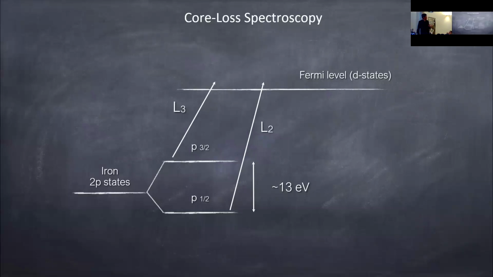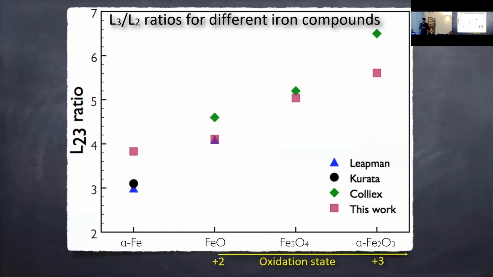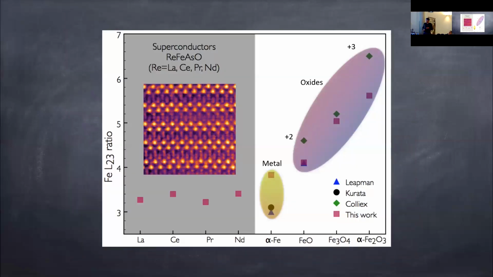What happens here depends upon the occupation number. The 3D orbitals are going to be more occupied or less occupied, and as a consequence, the L3 ratio is going to change. The L3 intensity is going to change, and the L2 intensity is going to change. That is why the ratio of L3 is associated with the oxidation state. I don't know why it happens in X-rays.